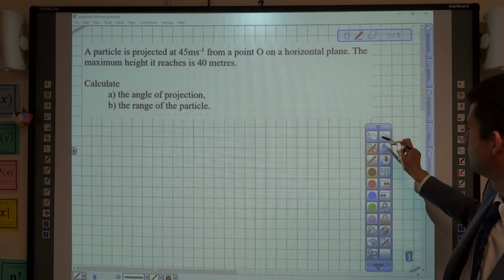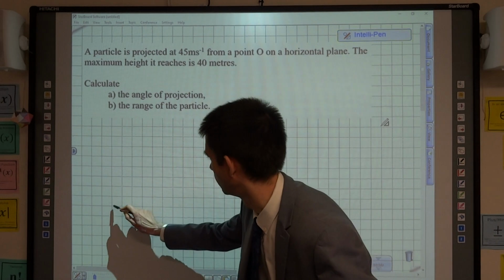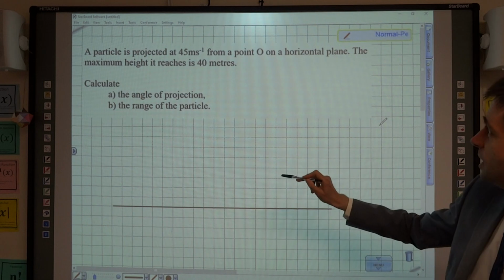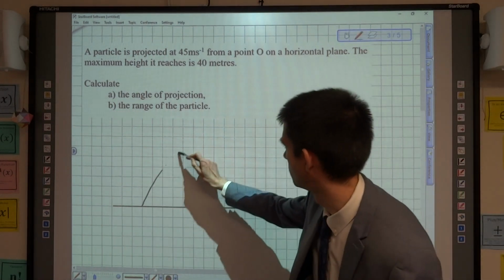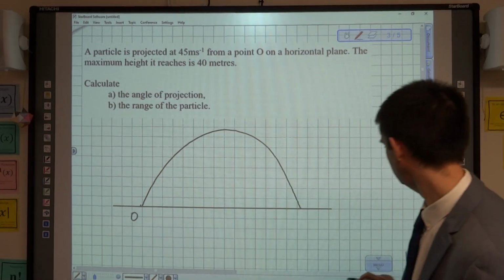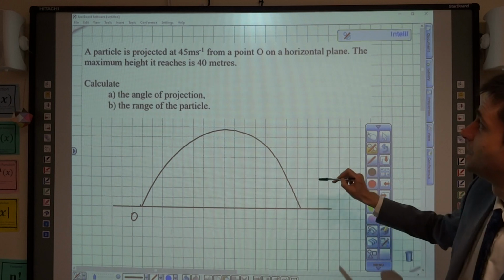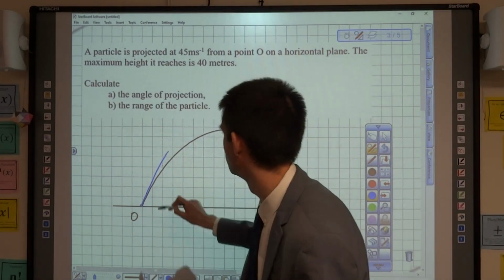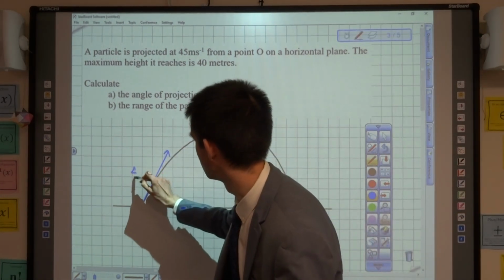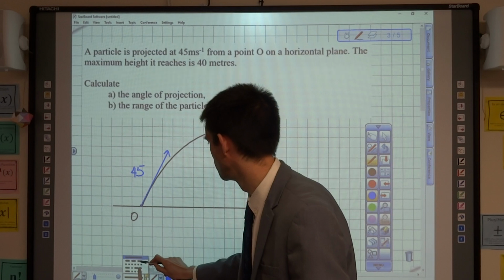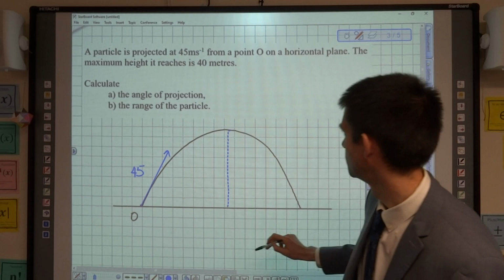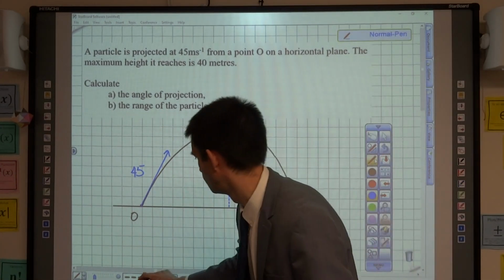So I'm just going to begin by drawing out what's going on here. I'm going to have my horizontal plane here, and then I'm going to have the projectile, which is from a fixed point on a horizontal plane, so it's going to look like so. We'll call that the point O, and it is projected initially at a speed of 45 meters per second. So we'll label that as 45. And we're also told that the greatest height the particle reaches is 40 meters, so we'll just label that in there as 40 meters.